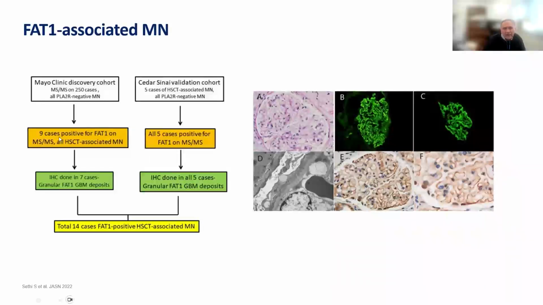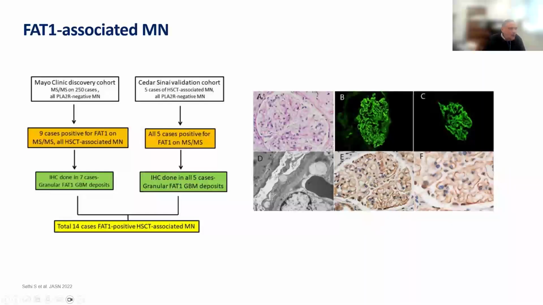They also had a validation cohort from Cedars-Sinai, which is in LA. Again, 5 cases of allotransplant associated membranous nephropathy, all of them PLA2R negative, and all the cases were positive for FAT1. So this is something to have in mind. It's not something that we are using as a clinical test quite yet, but we can send it to Mayo to get it tested. But usually, if we have a patient with a stem cell transplant and membranous, we assume that it's related to the transplant.